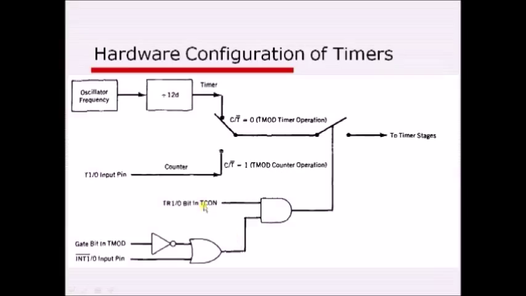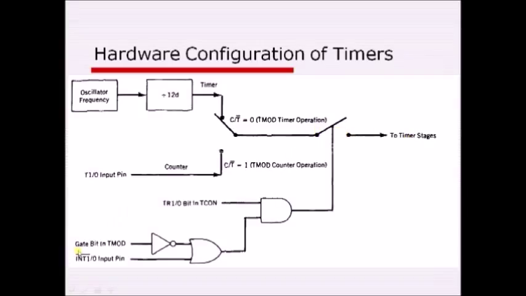As this TR bit is 0, the output of this AND gate is 0. So this switch will be open. It will not be connected to this particular point. As this switch is not connected to this point, the timer is not going to get any clock signal, so it will not be counting the clock pulses. In order to run the timer, you definitely have to give the clock signal.